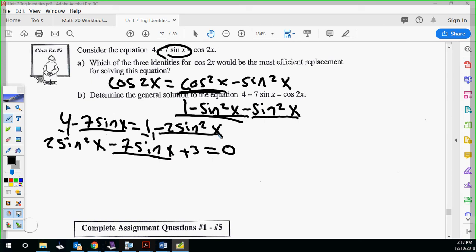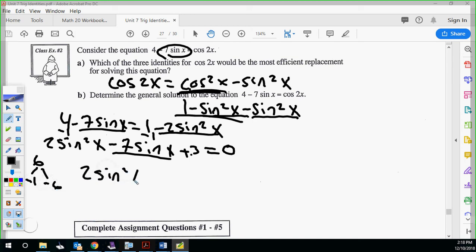So that's everything that's on the left now. So now we're looking at 2 times 3, like Natalie said. 2 times 3 is 6. Factors of 6 to get you negative 7: negative 1, negative 6. And now we're ready to factor.